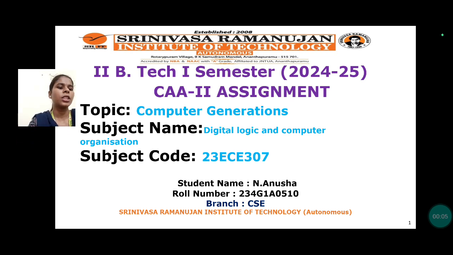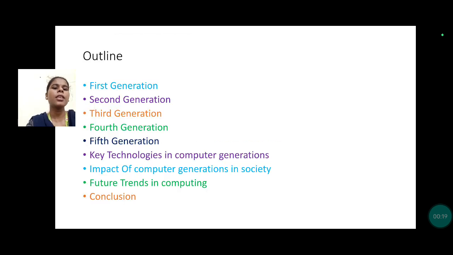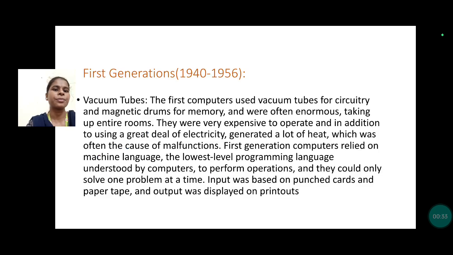Roll number is 234G100. I am from 2nd CSC. My topic is computer generation. Subject name is digital logic and computer organization. Subject code is 23ECE307. My topic outline is first generation, second generation, third generation, fourth generation, fifth generation, key technologies in computer generations, impact of computer generations on society, future trends in computing, conclusion.